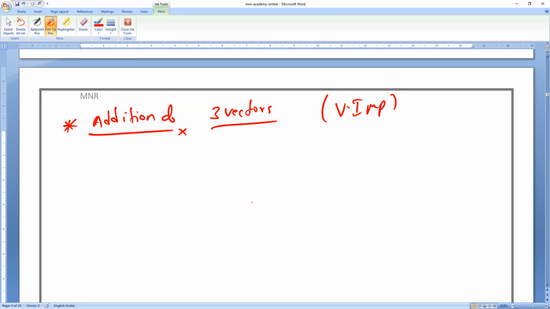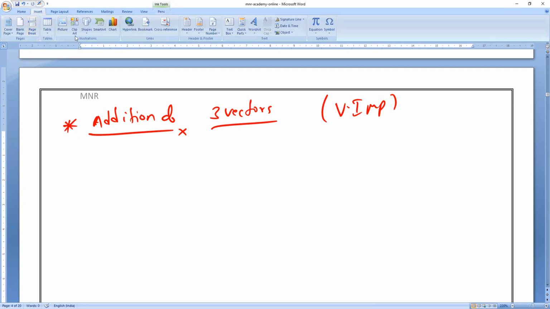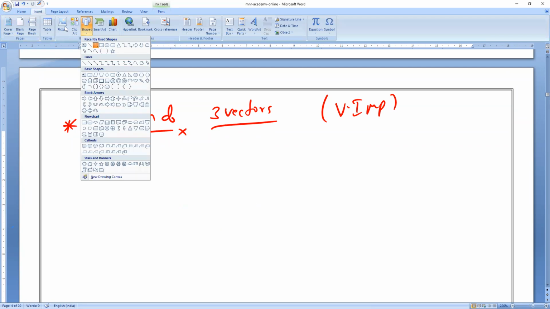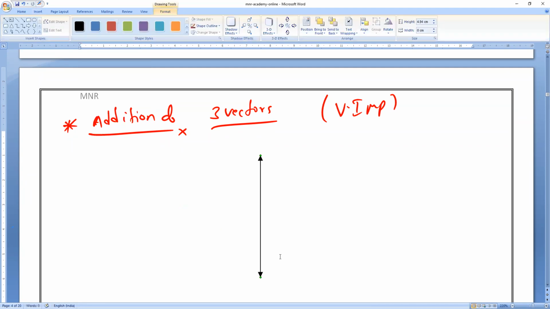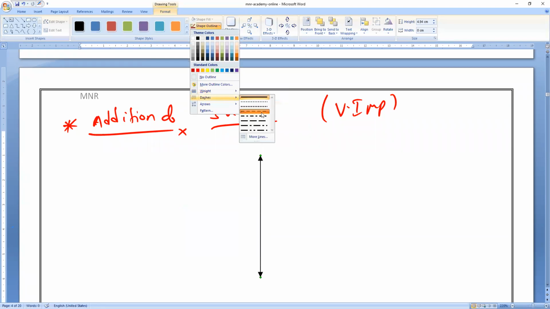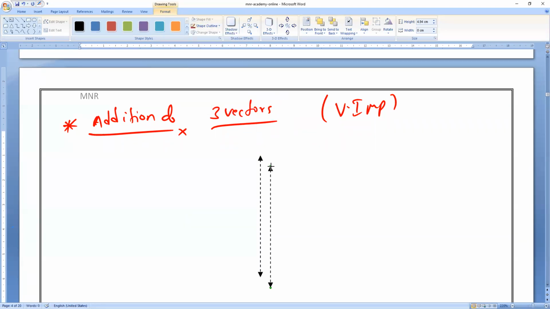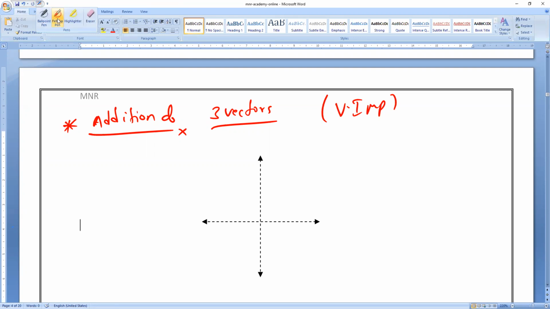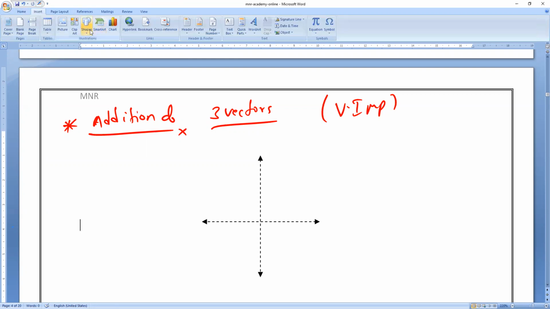So let us see that now. I will give you three vectors. Let me draw a diagram so that you all understand. First, draw a plus symbol, and three vectors I will give you: A, B, C. Addition of three vectors we have to study now. So first, I am going to draw the first vector.